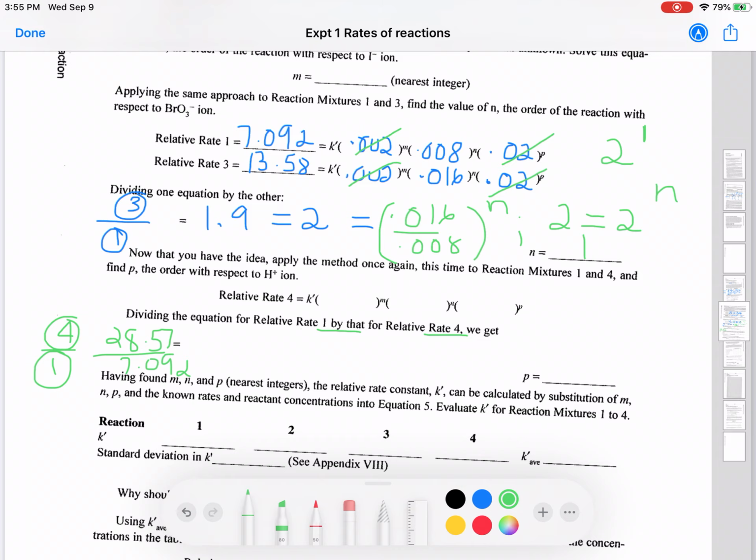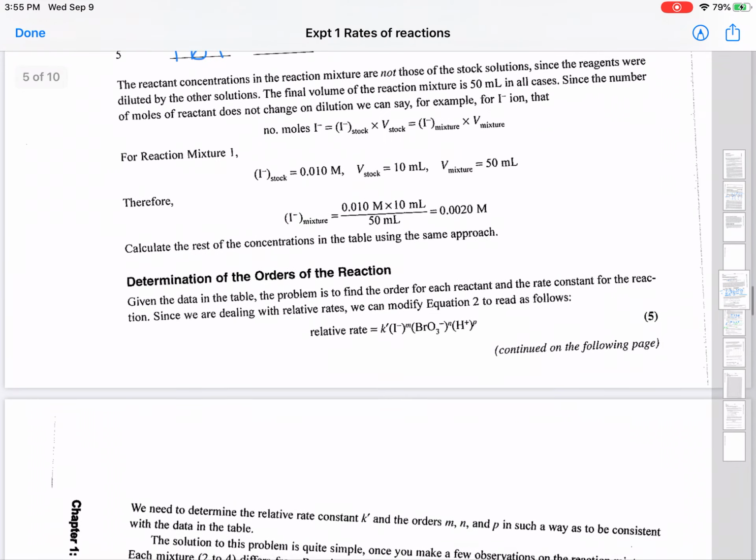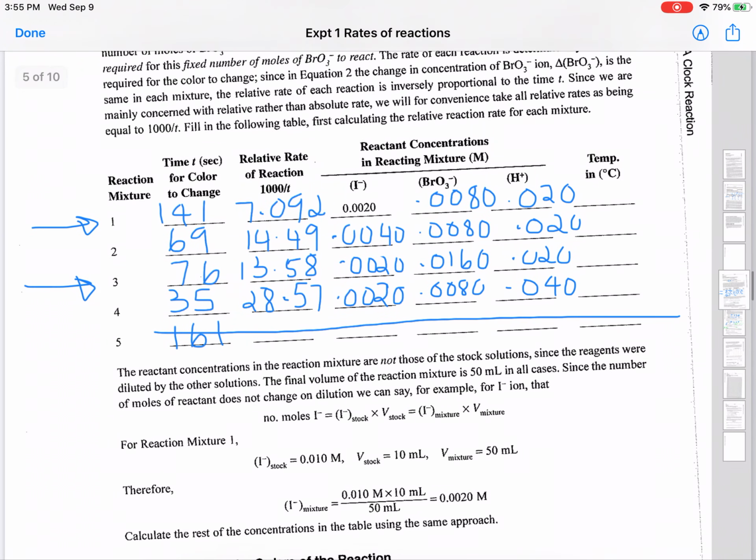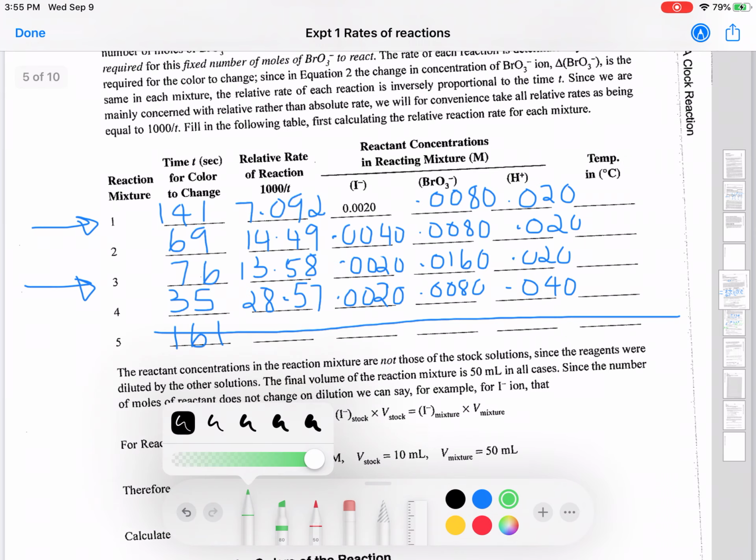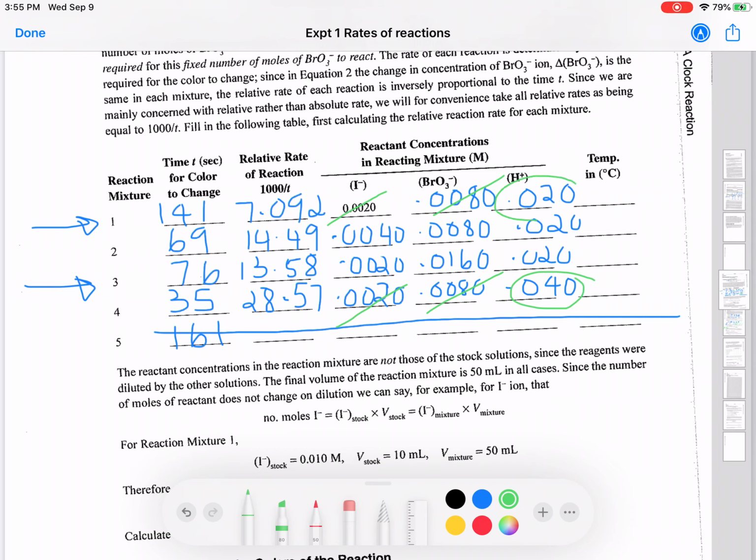Okay, so in relative rate 4, when you divide 4 by 1, which are the ones that are going to cancel? If you divide 4 by 1, here we have 0.002 iodide, they are the same. And bromate 0.008, 0.008. And for the hydrogen, H plus, 0.04 over 0.02. Right, that's what is going to be remaining.